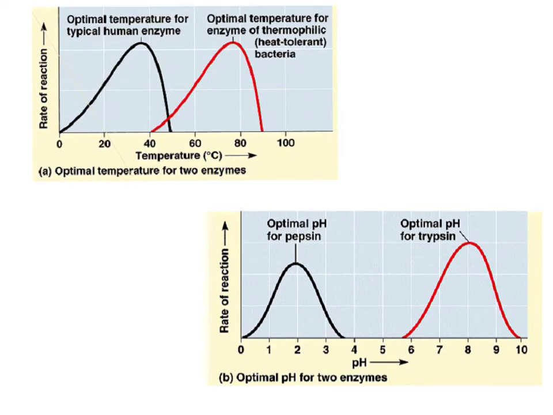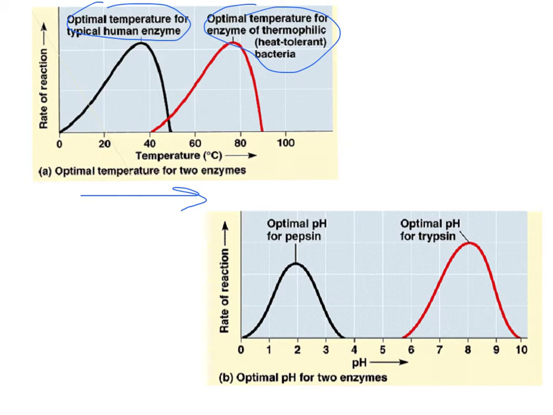So let's look here on this slide. We're going to look at two things that can affect the rate of the enzyme, of the chemical reaction here. So the first one we have up top here is temperature. You'll notice as I move into the right here, I'm increasing my temperature. And most enzymes have an optimal temperature. You can see here the first one, the black graph there, is your optimal temperature for your typical human enzymes. And then over here, my red is my optimal temperature for my thermophilic or those very heat-tolerant bacteria.